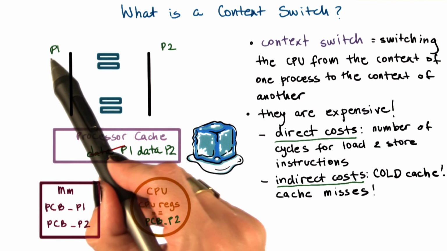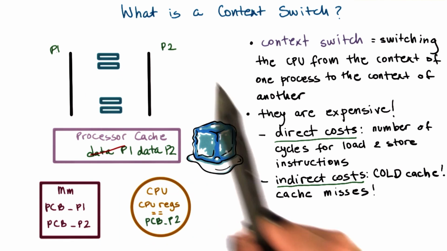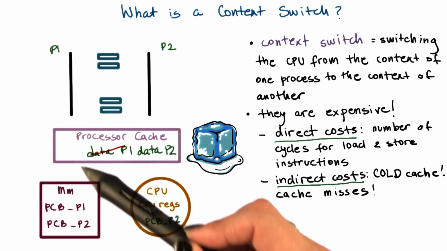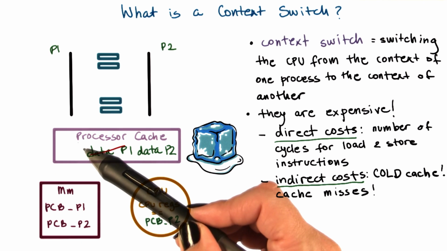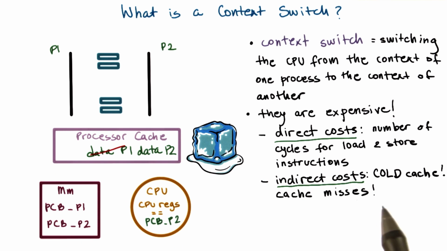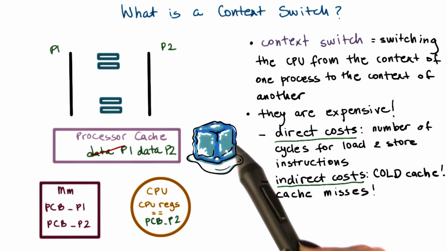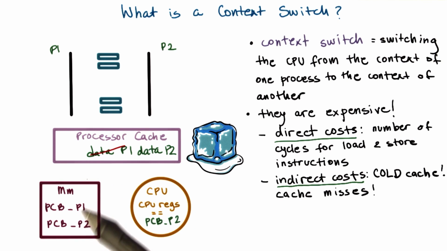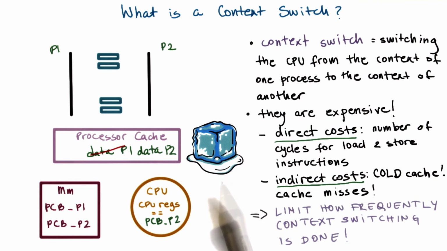So the next time P1 is scheduled to execute, its data will not be in the cache. It will have to spend much more time to read data from memory, so it will incur cache misses. We call this the cold cache. Running with a cold cache is clearly bad because every single data access requires much longer latency to memory, and it slows down the execution of the process. As a result, we clearly want to limit the frequency with which context switching is done.